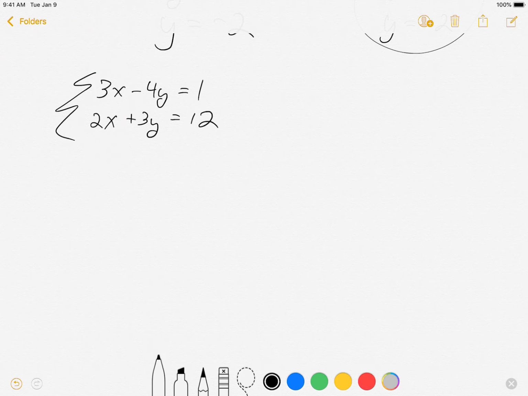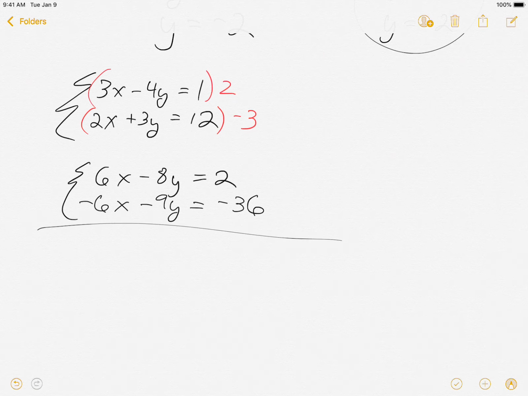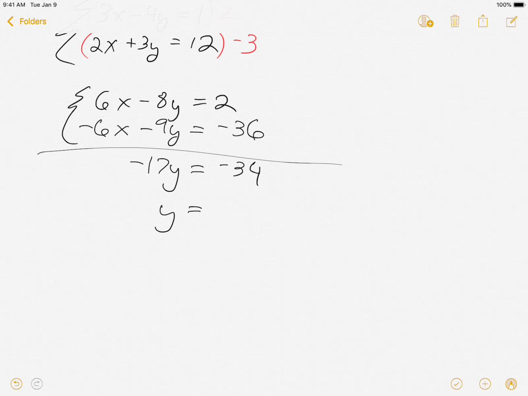So if I multiply the top equation by 2, that's going to make that positive 6. So I can multiply the second equation by negative 3 to make that negative 6. So that gives me 6x minus 8y equals 2, and then I have negative 6x minus 9y equals negative 36. When I add those two, I eliminate the x's, I get negative 17y, and I get negative 34. If I divide both sides by negative 17, you get y equals 2.